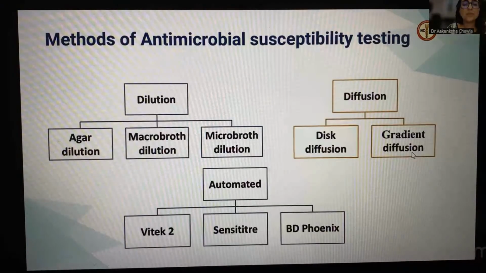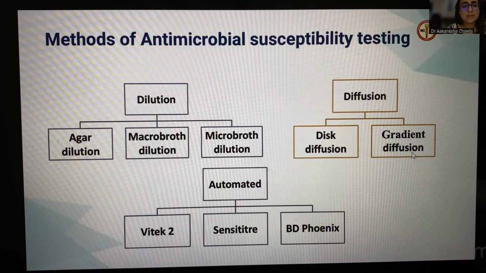What is phenotypic and what is genotypic? To detect antimicrobial susceptibility, the common methods that we use are, first, dilution-based methods like agar dilution, macro broth dilution, and microbroth dilution. Then you have disc diffusion, which is diffusion-based, disc and gradient diffusion. Then automated systems like Vitek 2, we have this in our setup. There is also Sensititre and BD Phoenix.